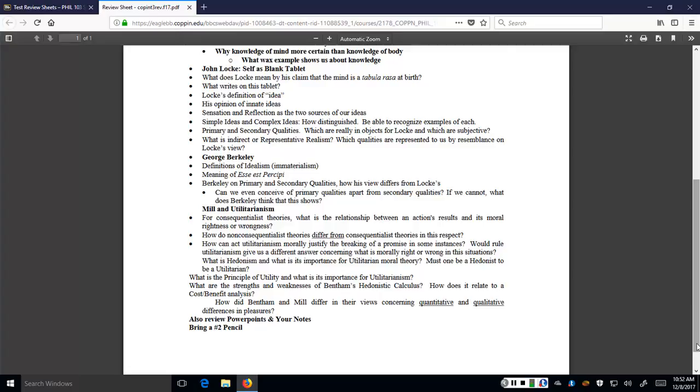In other words, this desk in front of me is just a complicated group of ideas for Berkeley that are directly caused in me by God.